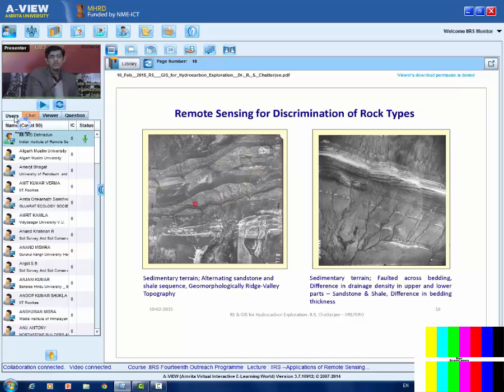This is how sedimentary terrain looks. You can see here, these are aerial photos. You can see how clear the layered appearance is, and the ridge and valley topography is also very, very clear.